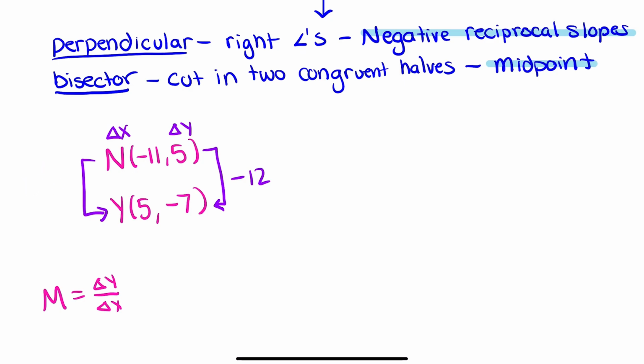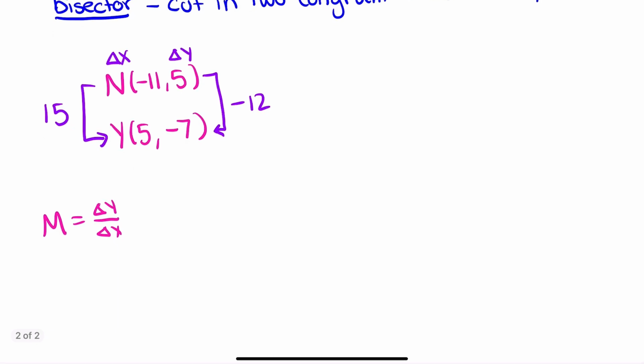So that means that my change in X over here is 15. You can see that naturally, or you can always use your calculator and subtract this bottom number and subtract the top number. So 5 minus negative 11 will give us that 15. So if I'm thinking about my change in Y over change in X, that means in this case, my change in Y was 12 and my change in X was 15.